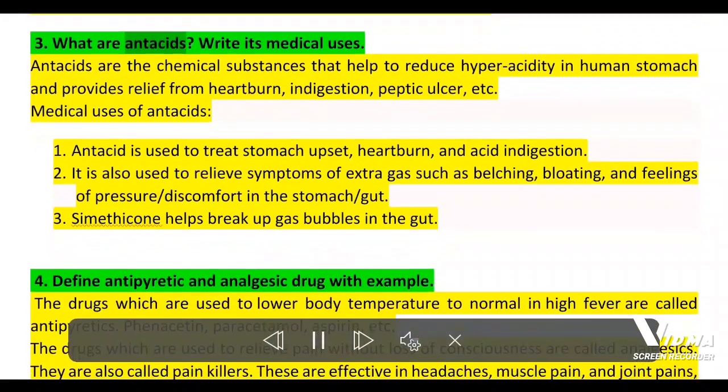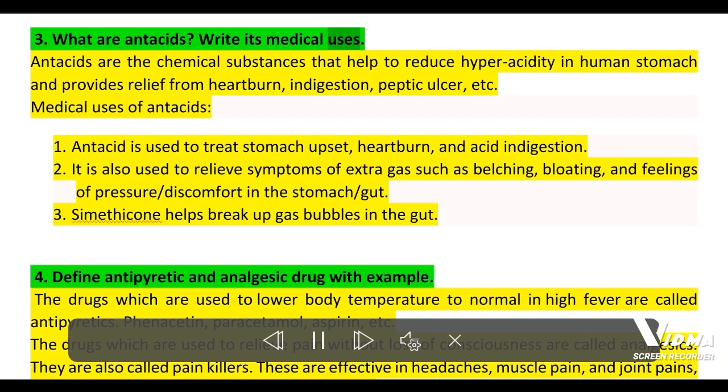3. What are antacids? Write their medical uses. Antacids are chemical substances that help to reduce hyperacidity in the human stomach and provide relief from heartburn, indigestion, peptic ulcer, etc. Medical uses of antacids: antacid is used to treat stomach upset, heartburn, and acid indigestion. It is also used to relieve symptoms of extra gas such as belching, bloating, and feelings of pressure or discomfort in the stomach or gut. Simethicone helps break up gas bubbles in the gut.